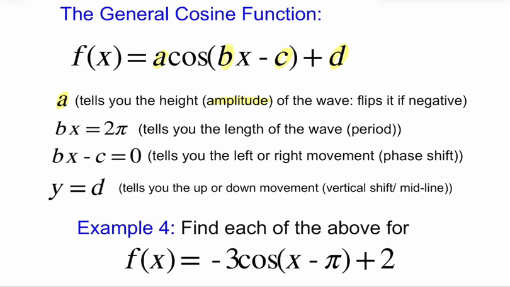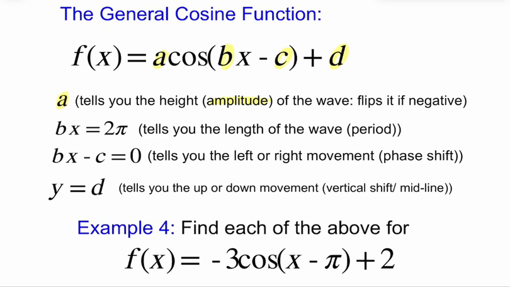So all it does, if there's a 2 in front of our cosine or sine, it's going to stretch the height or change the height of the wave. Now, the height of our wave is normally between 1 and negative 1. So if the amplitude is 2, it's going to be between 2 and negative 2. Okay.